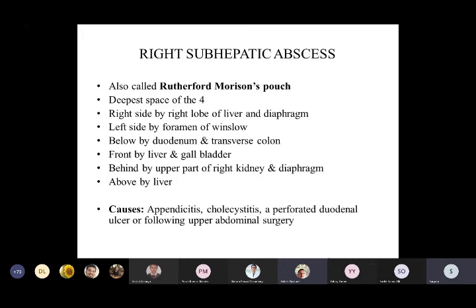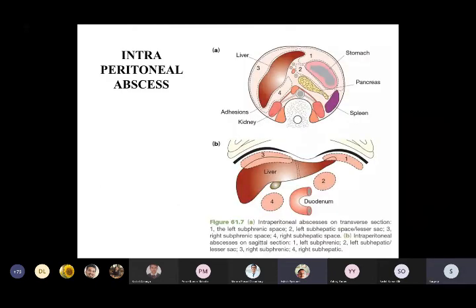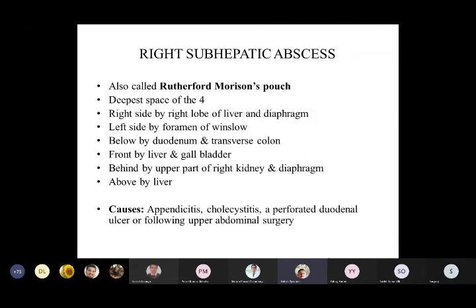On the right side, it is bounded by the right lobe of the liver and diaphragm, and on the left side by the foramen of Winslow, below by the duodenum and transverse colon, in front by the liver and gallbladder, behind by the upper part of the right kidney and diaphragm, and above by the liver. As we can see in this picture, the fourth space is Morison's pouch. Right subhepatic space abscess causes are appendicitis, cholecystitis, a perforated duodenal ulcer, or following upper abdominal surgeries.